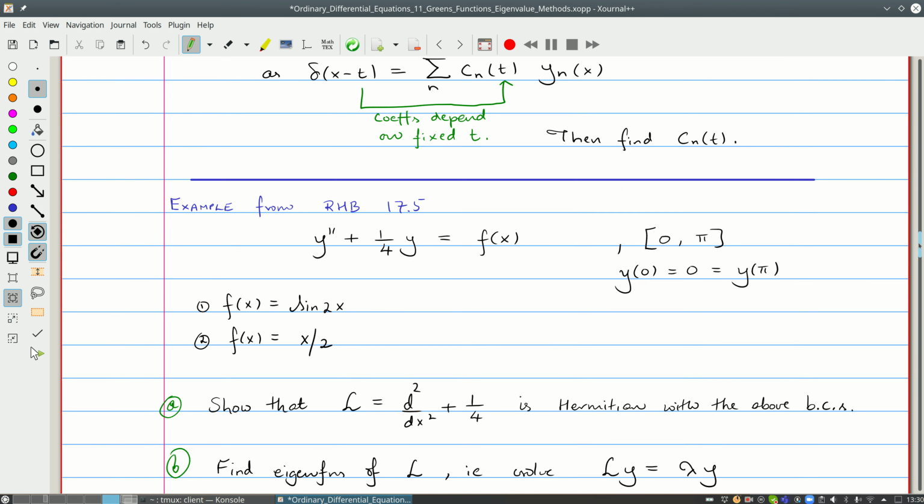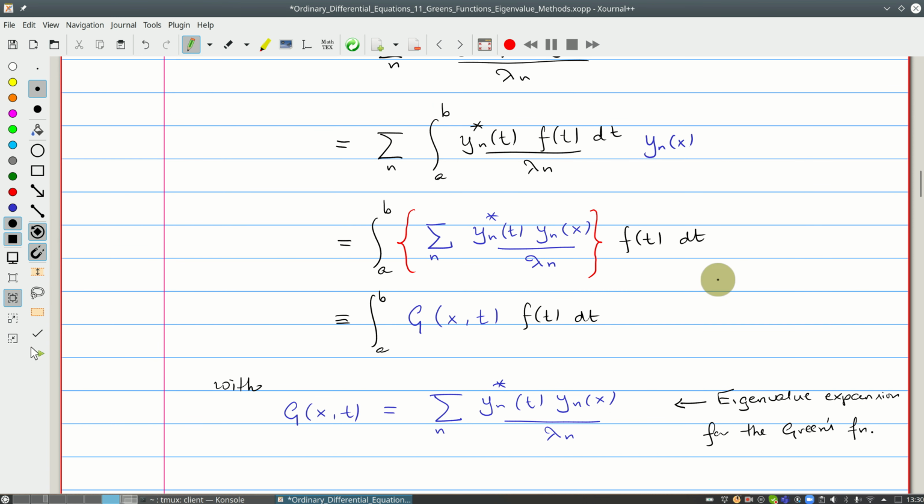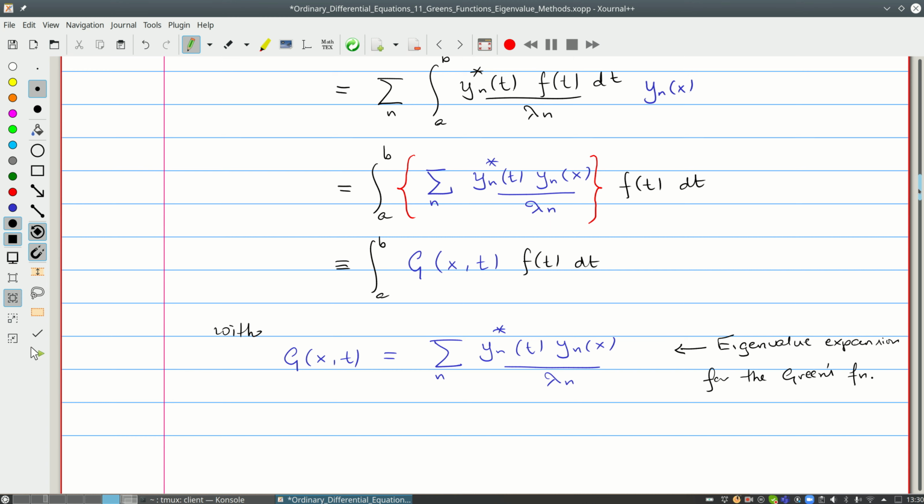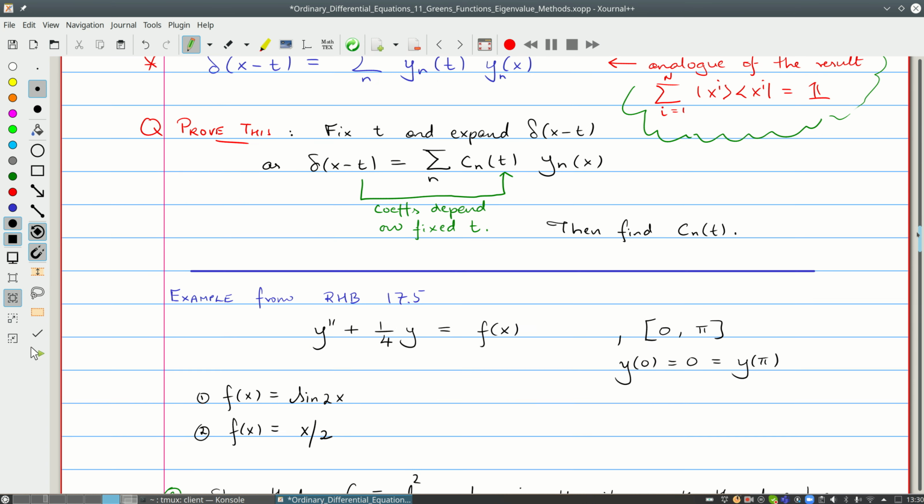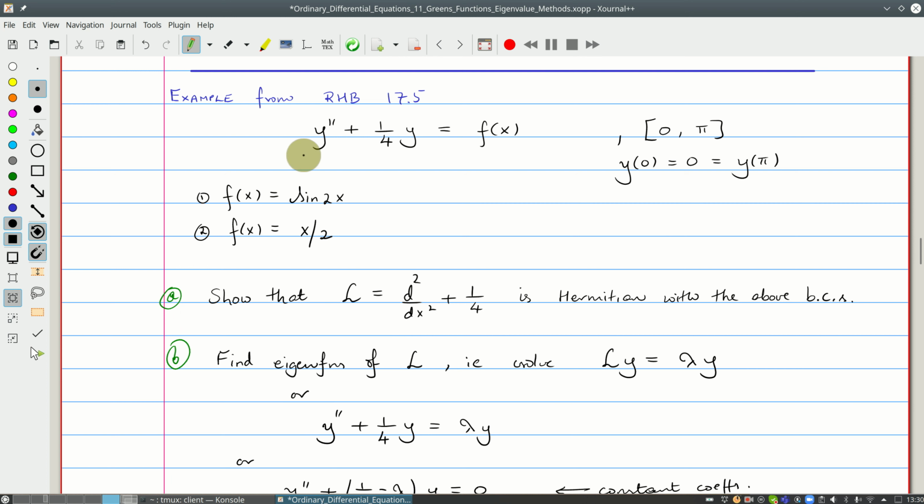Okay. Now here's an example of actually using this form of the Green's function in practice. This is taken from Riley's book, so you can have a look at Riley's book to see the problem, but we'll be working through it here with some steps skipped. Okay, so this is from Riley, Hobson and Bence 17.5.